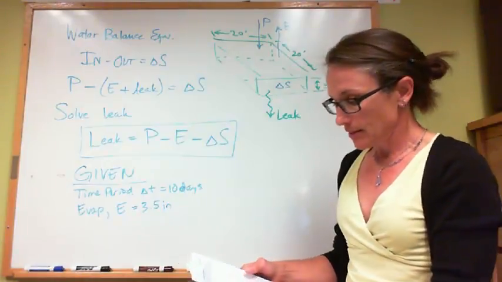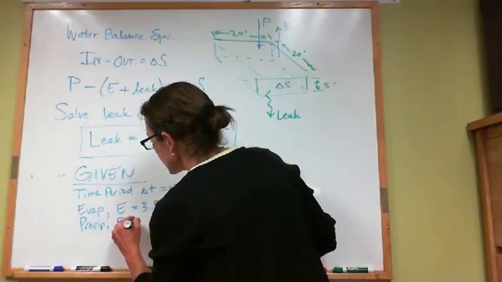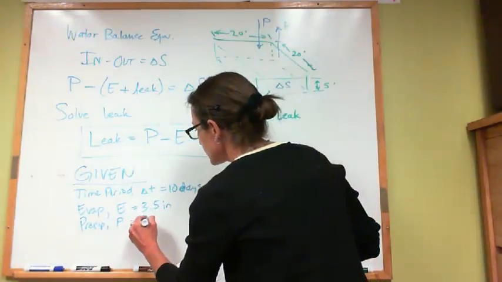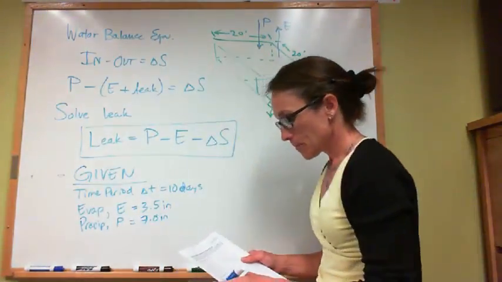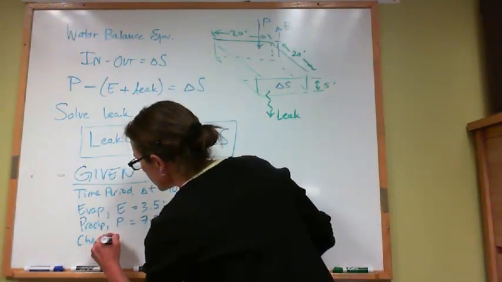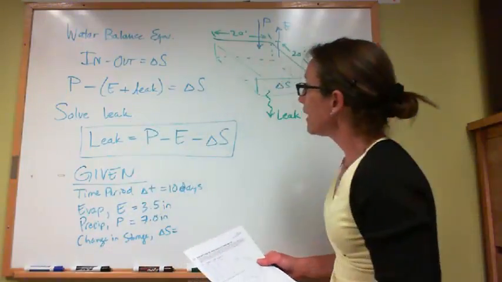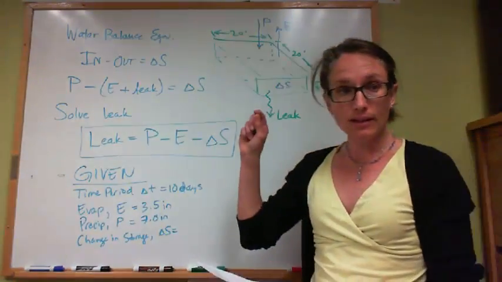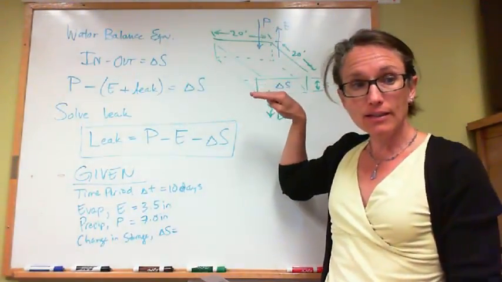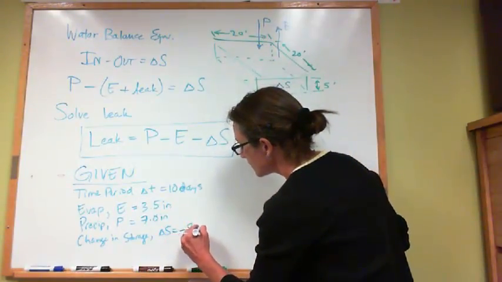over our 10-day period. Our precip over this 10-day period, again, same thing, you're going to sum up that daily column of precip, and we get 7.0 inches. And then the other thing we need is our change in storage, delta S, and we know that the level of the pool at the start is 60 inches, and at the end of the 10-day period it's 52 inches. So our change in storage is minus 8 inches.